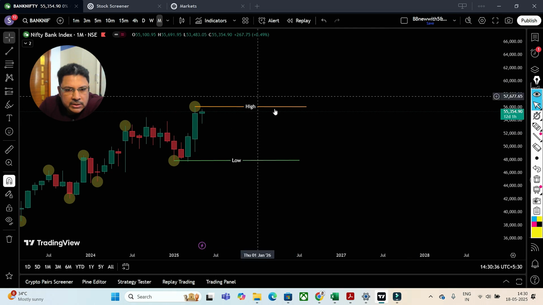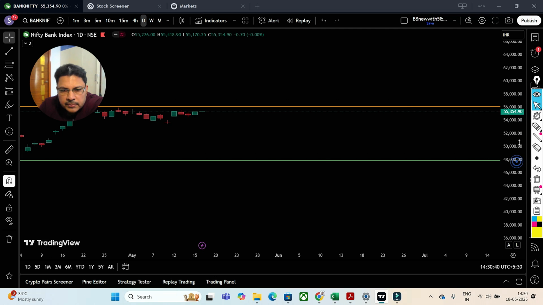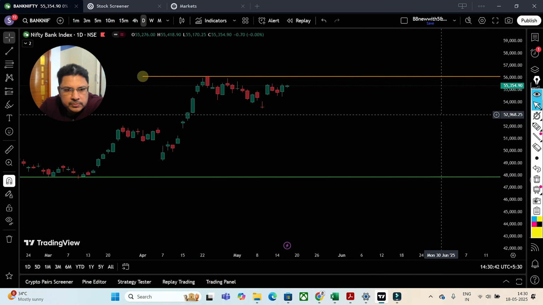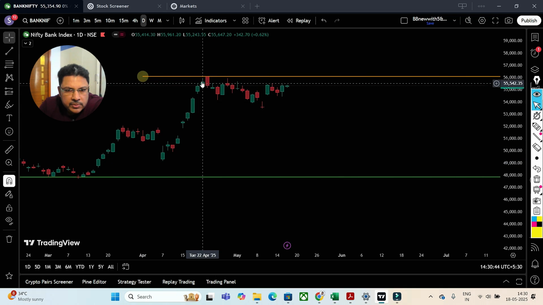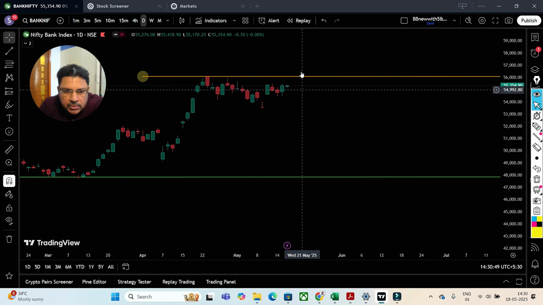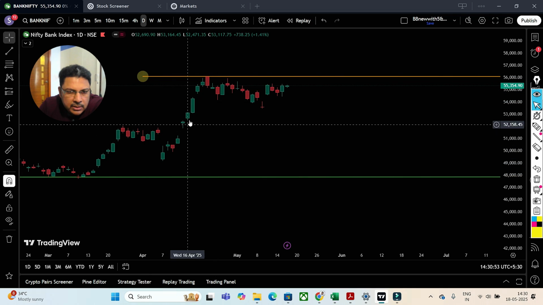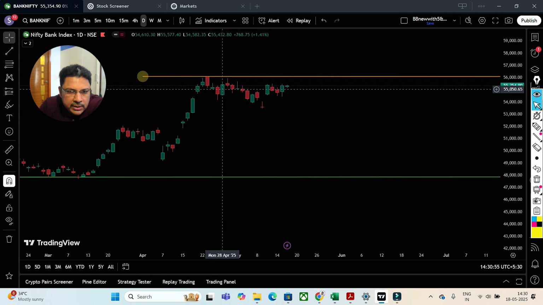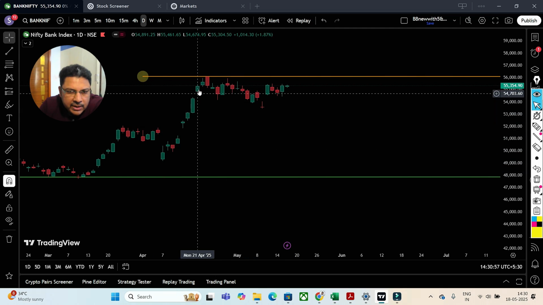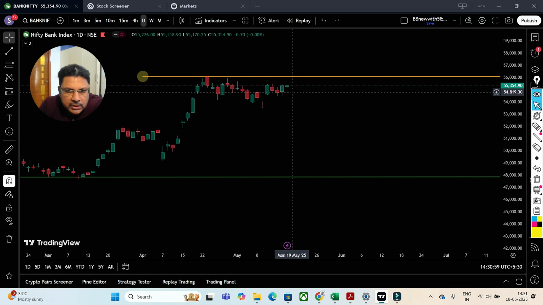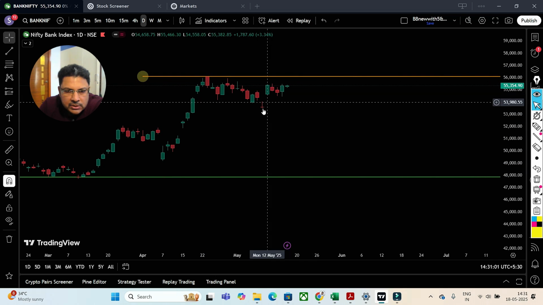So let's break down Bank Nifty on a daily time frame. On a daily time frame, you can see this is at this level for quite some time now. It has made an up move and then there is a consolidation. So it's a flag pattern which it has made. So we can expect a breakout from this level. This was the lowest point.